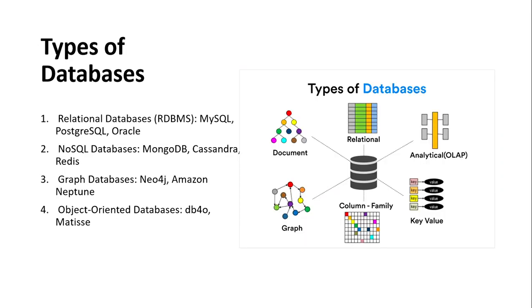All right. Now we have types of databases. We have relational databases. We have non-SQL databases, or you can say non-relational databases. We have graph databases. We have object-oriented databases. So under the relational databases, we have MySQL as a DBMS, database management system. We have PostgreSQL. We have Oracle. And under NoSQL databases, we have MongoDB. We have Cassandra. We have Redis. And under graph databases, we have Neo4j, we have Amazon Neptune. And under object-oriented databases, we have DB4o, we have Matisse.